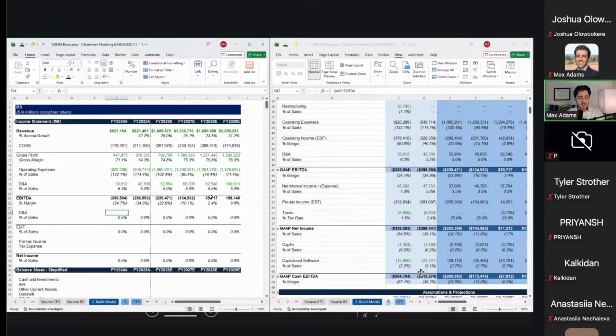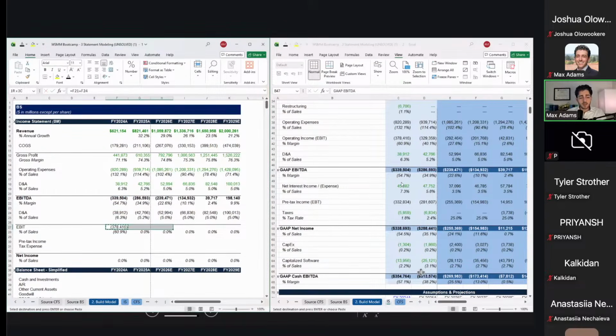Okay. Next up, we'll subtract out the DNA. Since we've got that up here, I'm just going to do a subtract there. And then I'm going to make that black since we're not linking it. And then we'll take the EBIT, which is just going to be the EBITDA minus the DNA. And since it's a negative, it's going to be plus.